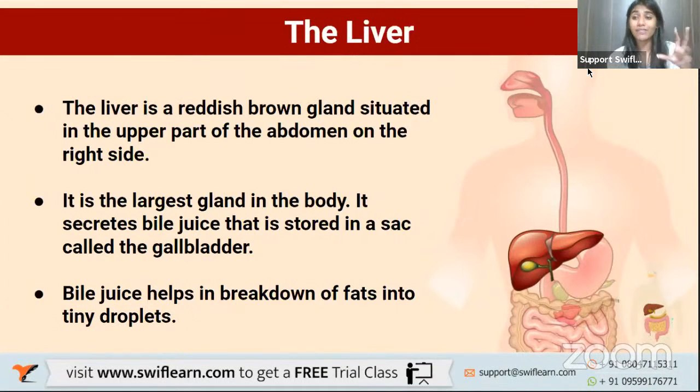Now moving on to the liver, going a little deeper in learning about the liver. The liver is a reddish brown gland. It is situated in the upper part of the abdomen, a little bit on the right side. It is reddish brown in color.